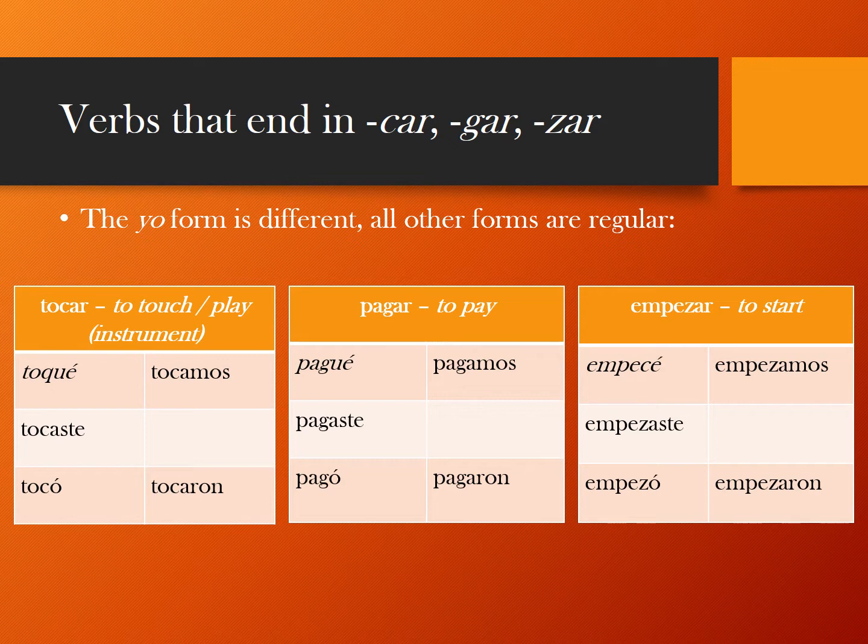Toqué. With pagar, if you don't change the G to a GU in front of the E, then it turns into an aspirated sound. P-A-G-E with an accent would be pagé. But you want to keep the G sound, so you need G-U-E. Pagué. The rest of them are regular. And then with zar, Z changes to C before E. Empecé. Cargar, zar. Any verbs ending in those three endings do this. Bien.